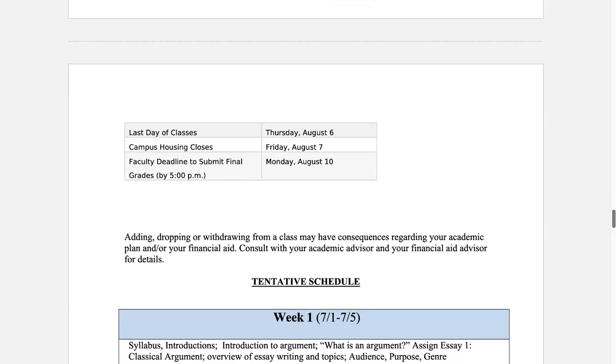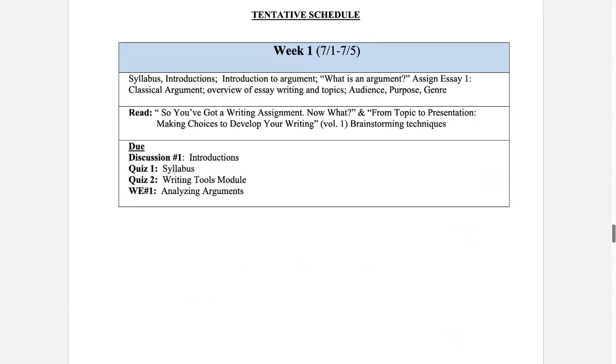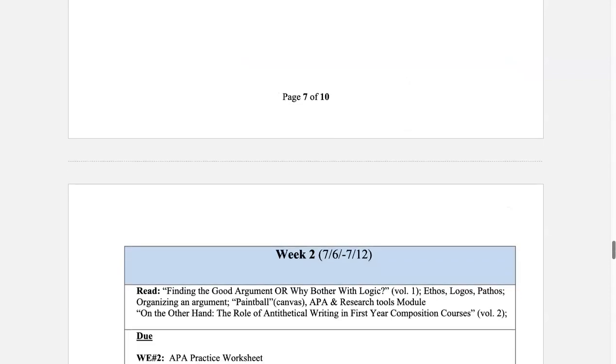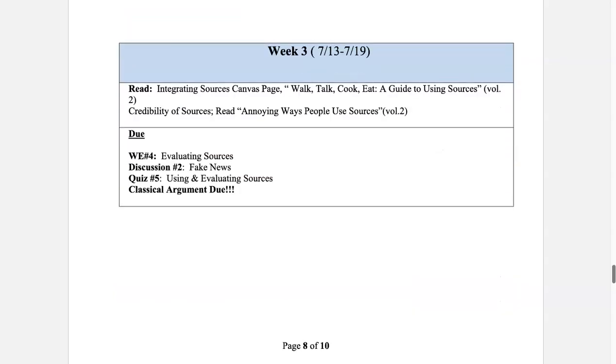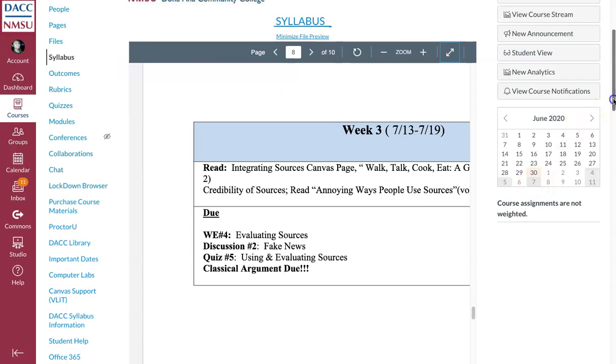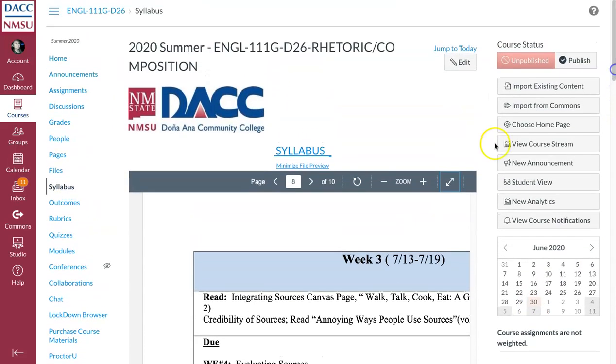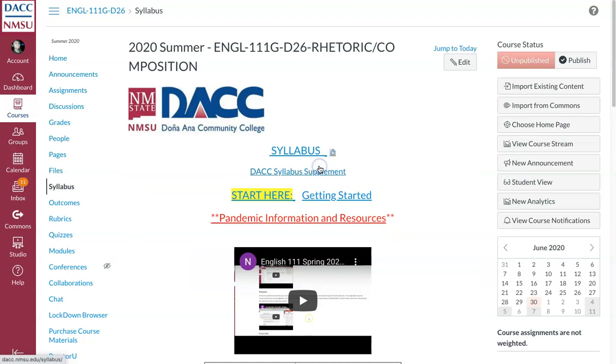So here we have important dates, and then here we have our tentative schedule. I went ahead and separated each one by week to try to make it easier for you guys, so that you could see what's due each week, and hopefully keep us on track and organized. Okay, now that we've gone over the syllabus, I'm going to show you how to navigate the course.